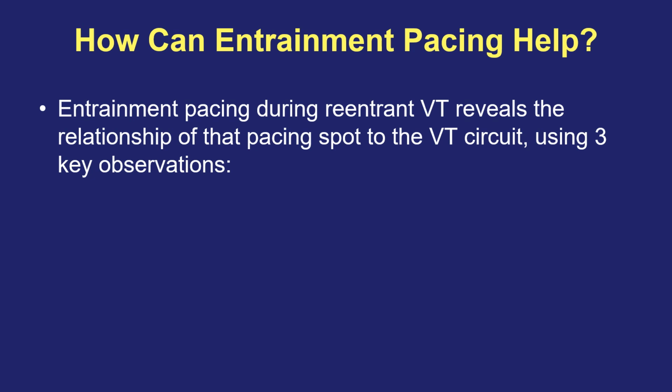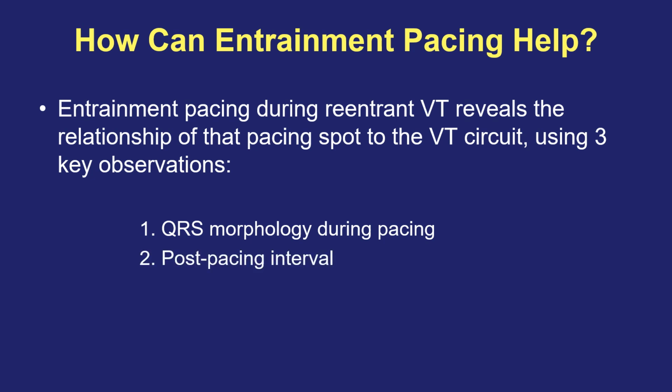So how can entrainment pacing help? If we entrain during VT, we can reveal the relationship of that particular pacing site to the VT circuit using three observations that we will review. Number one, the morphology of the QRS during entrainment pacing. Number two, the post-pacing interval. And number three, the timing from the pacing stimulus to the beginning of the QRS.